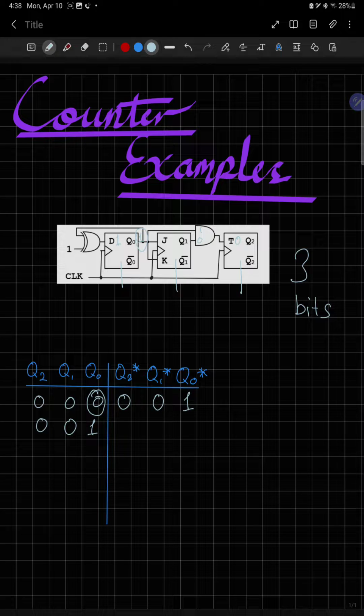If you do this question on your own, you're going to see that it's basically a cycle counter that comes up from 0 to 7 up. So it's an up counting cycle counter.